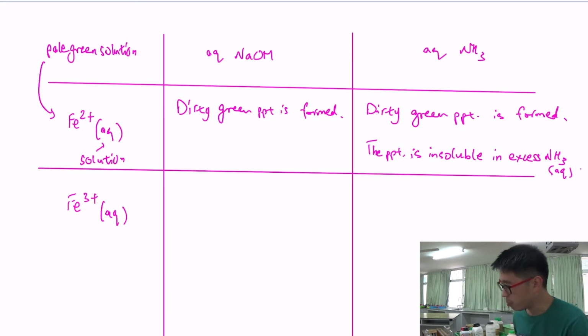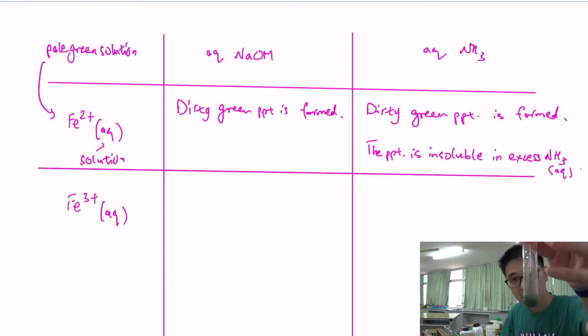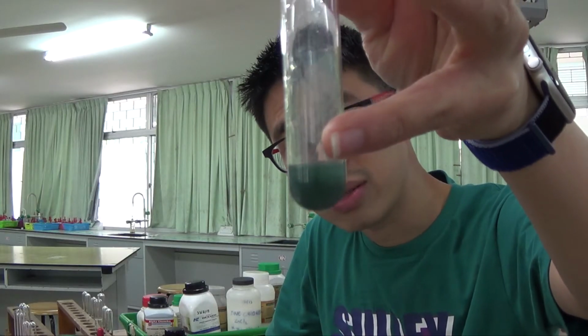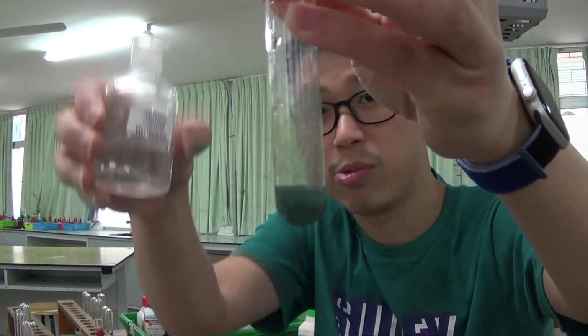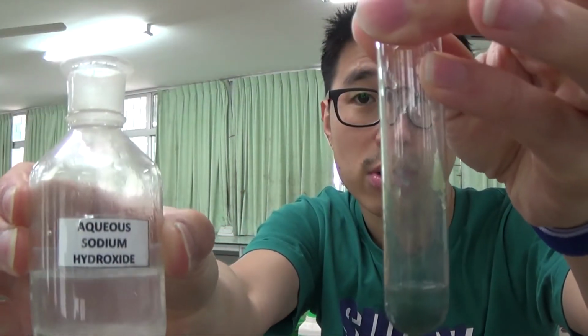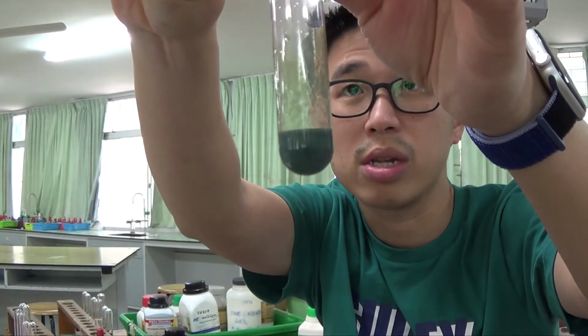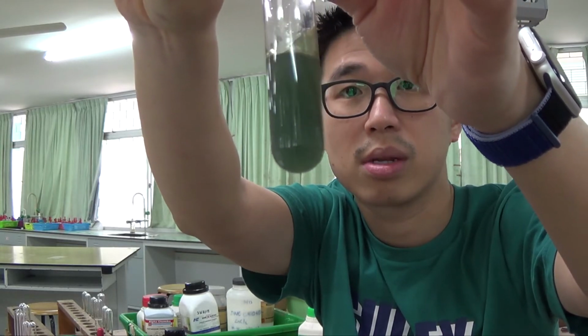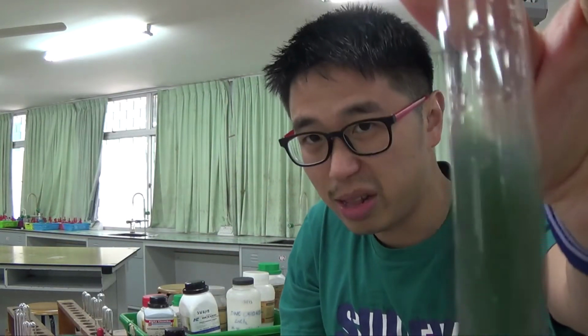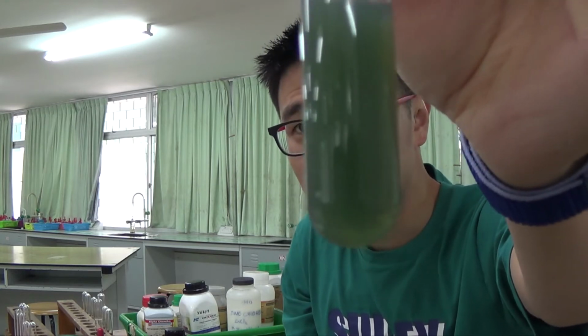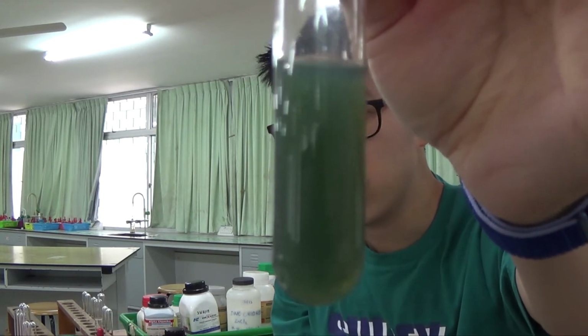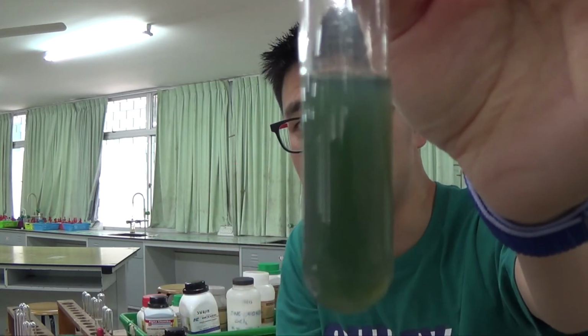Then how about when I add excess sodium hydroxide? So this is around 1 cm cube. If you add excess, it's going to be way more. So adding aqueous sodium hydroxide in excess to this, it looks like it is dissolving. It looks like it is dissolving, but you cannot see through it. If it is a clear solution, you can see through it.